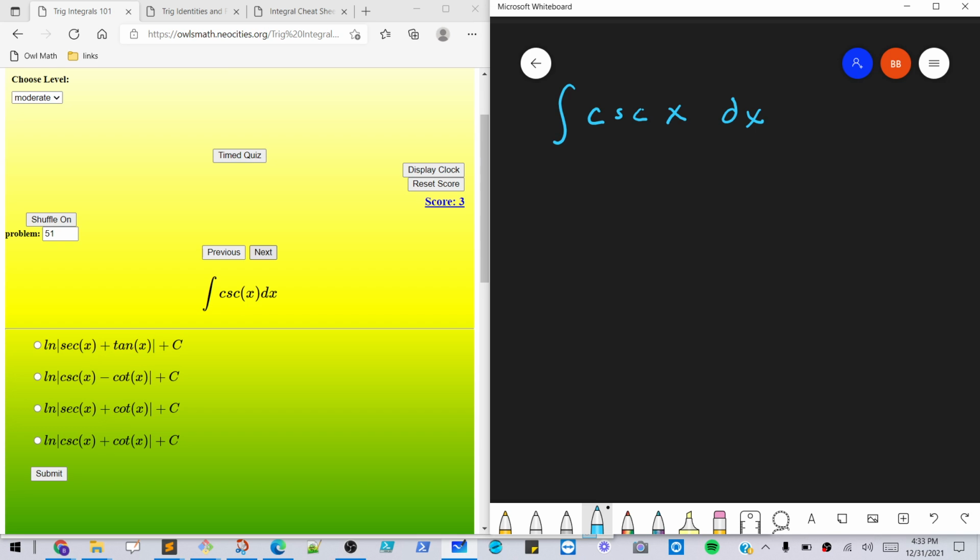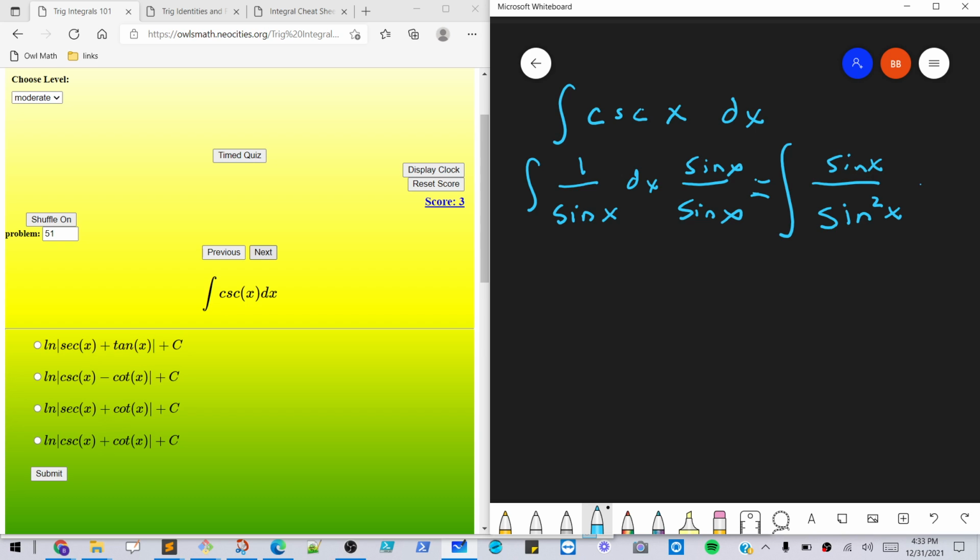What I'm going to do is we'll just write it in the form of sines and cosines. So this is the same as 1 over sine x dx. And what I'm going to do is multiply the top and the bottom by sine x. And the pen wants to fight back. I'm just going to keep going though. So we'll multiply that through. What I'm trying to do is set up the u-substitution.